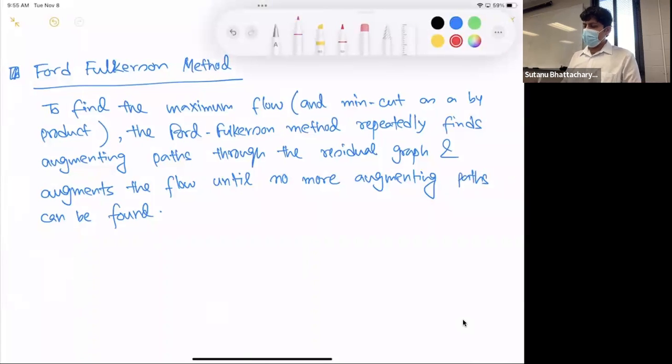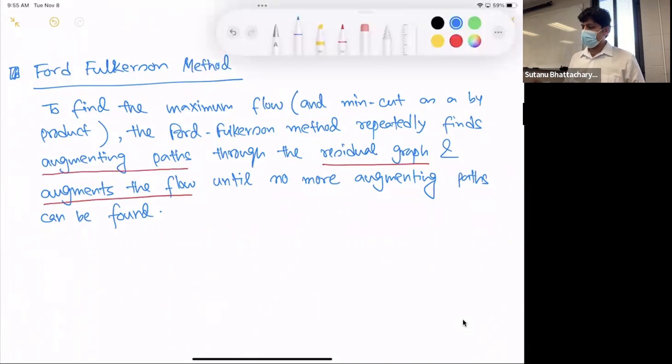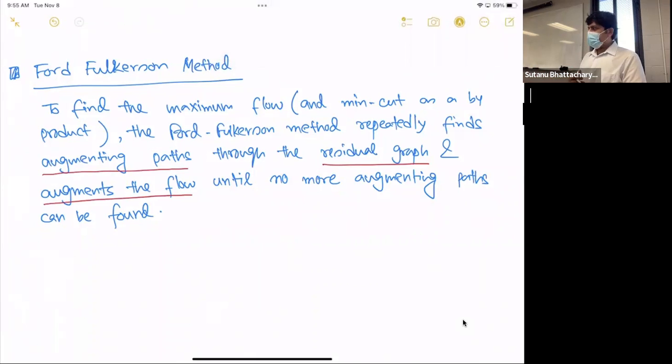We have used a couple of unknown terminologies here. So what is the method? It says that it will repeatedly find augmenting paths through the residual graph and augment the flow until no more augmenting paths can be found. So we'll discuss every terminology one by one.